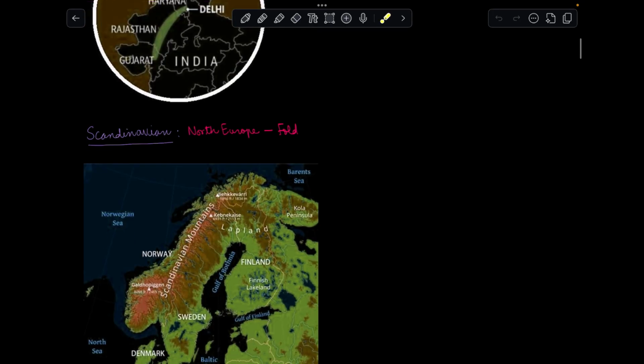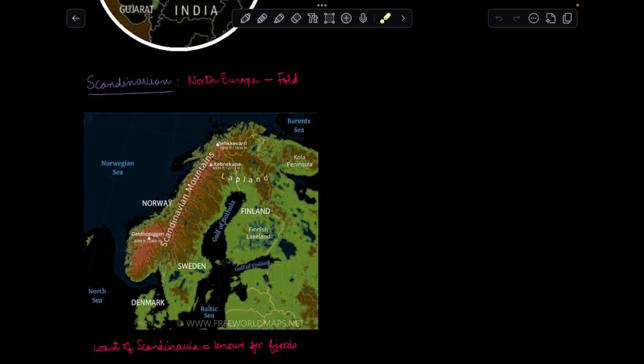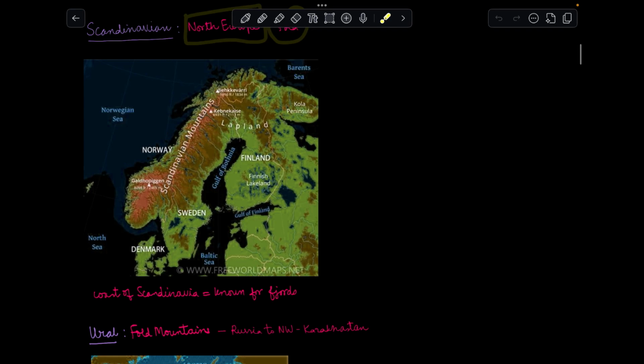Then moving on to the Scandinavian mountains. The Scandinavian mountains are in the northern part of Europe. These are also fold mountains. They lie over here in Norway and Sweden. The coast of Scandinavia is also known for fjords.